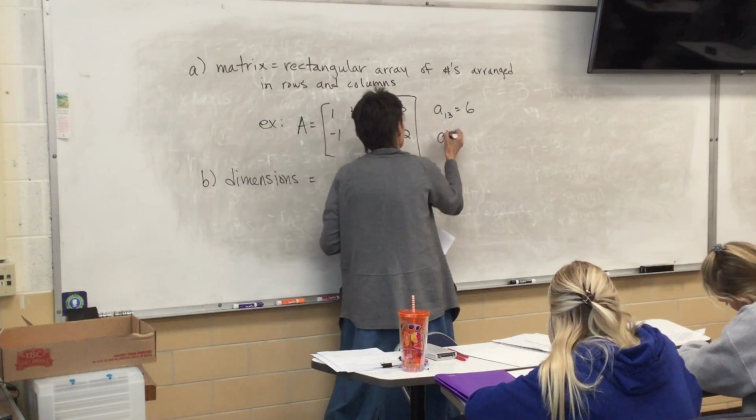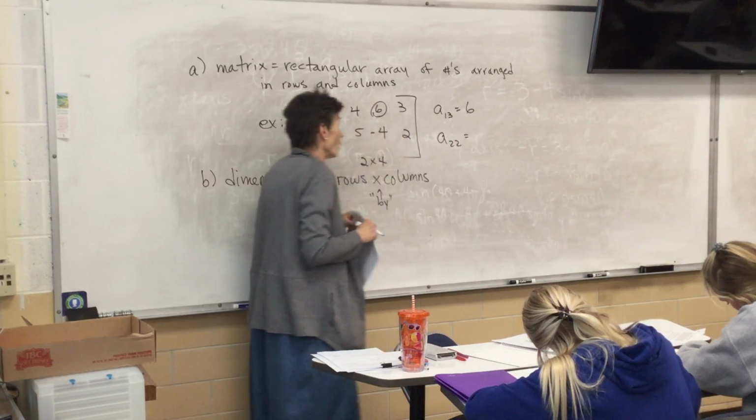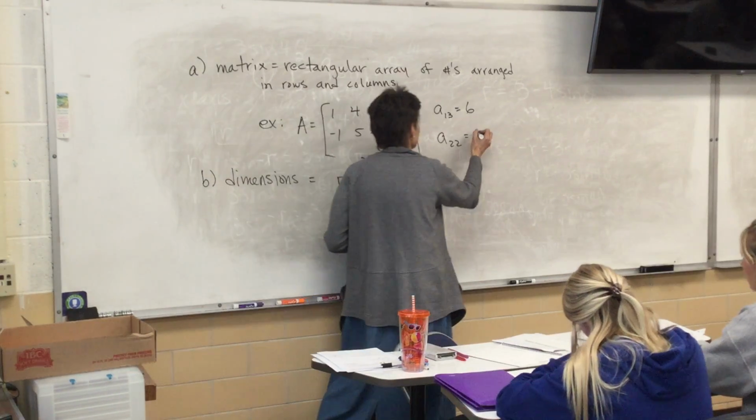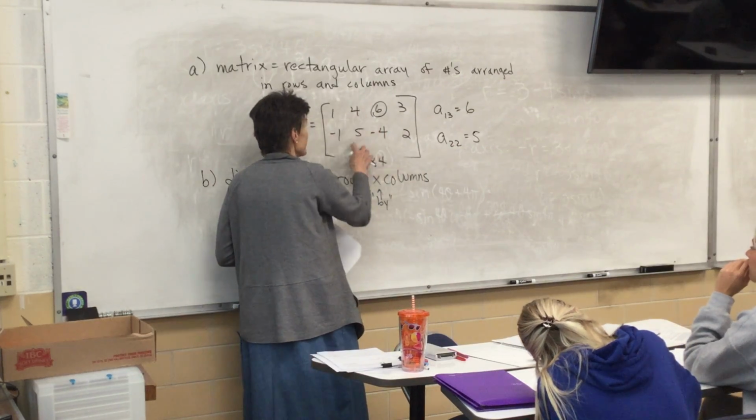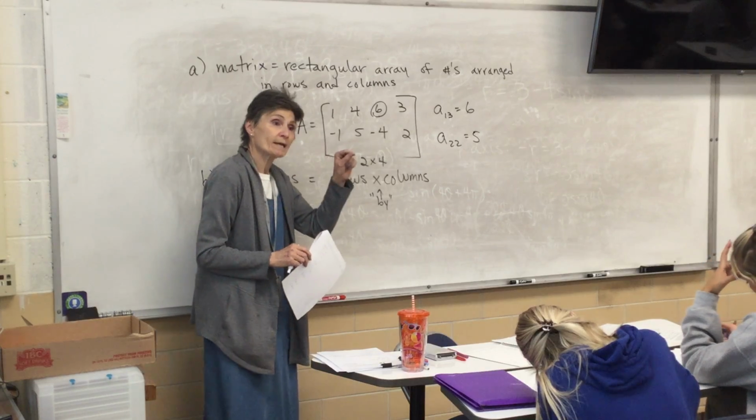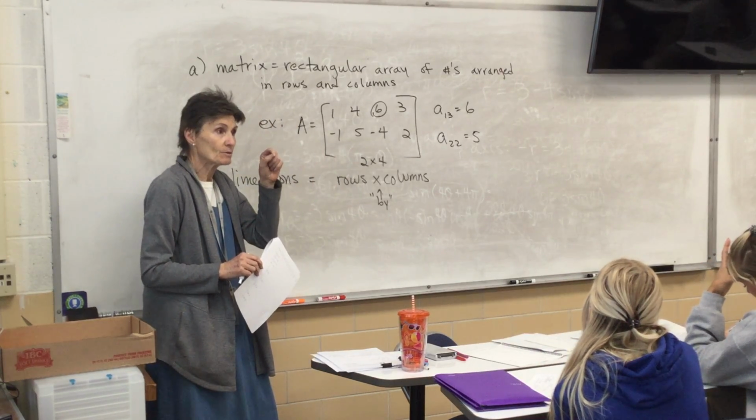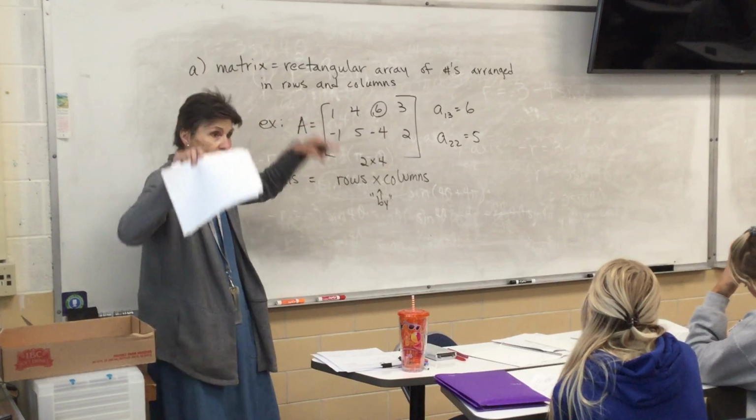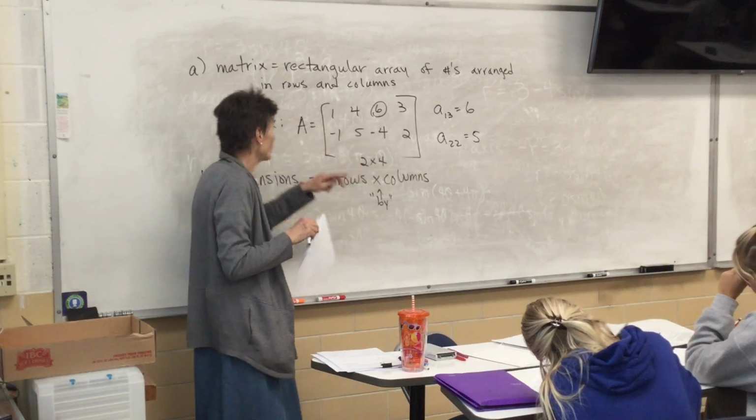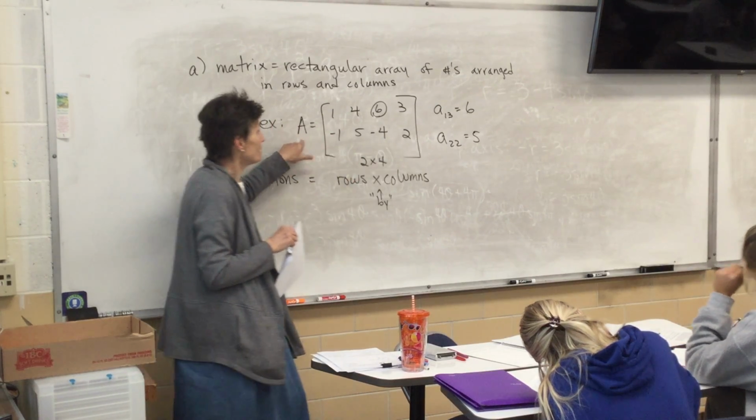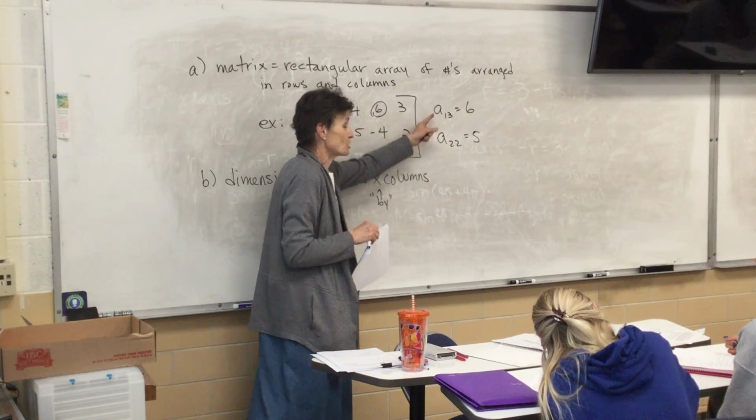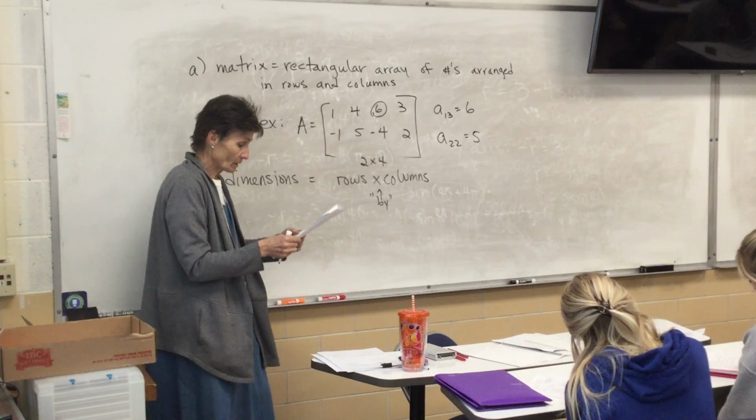So what would this be? What entry is in that spot? Izzy? 5. That is the entry that is in the second row, second column. So, remember with our triangles, we used capital letters for the angles, the vertices, and lowercase for the sides. It's got the same kind of thing going on. Capital letters for the matrix, small corresponding letters, so everything in here is going to be an A, but it's going to be a little a.